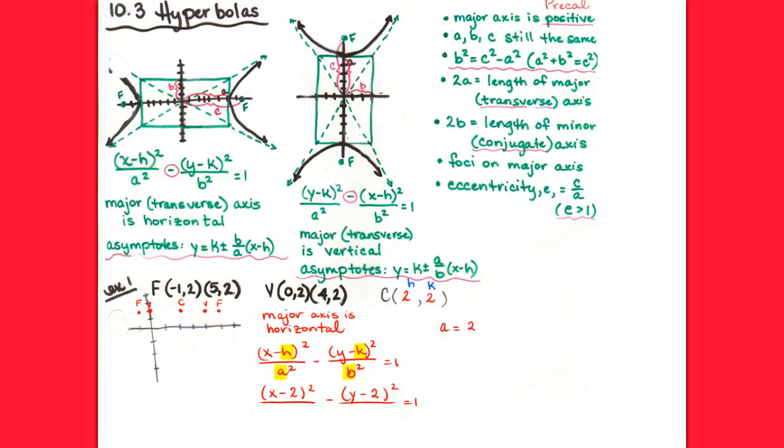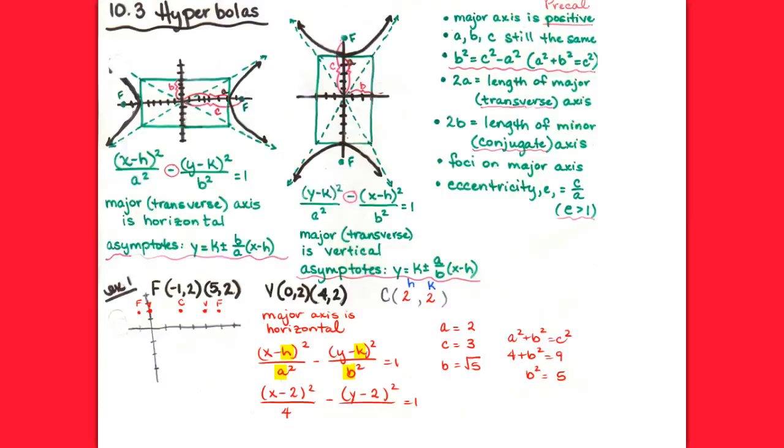But I do have enough information for C, right? Because C is the distance from the center to a focus. So I could look at it and say, what's the distance between 2, 2 and 5, 2? Or what's the distance between 2, 2 and -1, 2? And so I'd be able to figure out that C was equal to 3. And then once I know A and C, I can use the Pythagorean Theorem, since that's the formula that equates A, B, and C with hyperbolas, to figure out what my B value is.